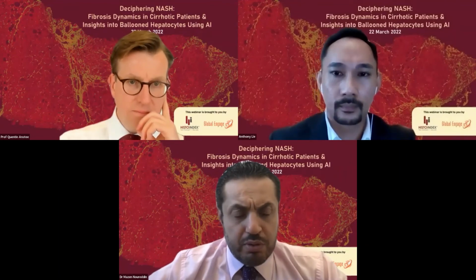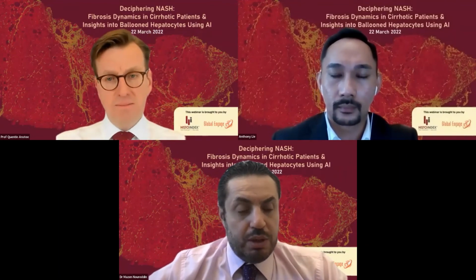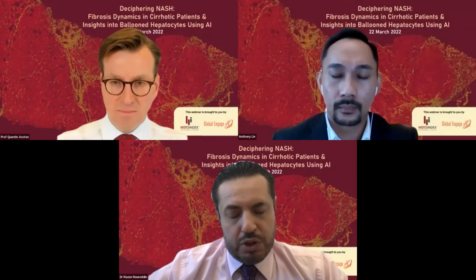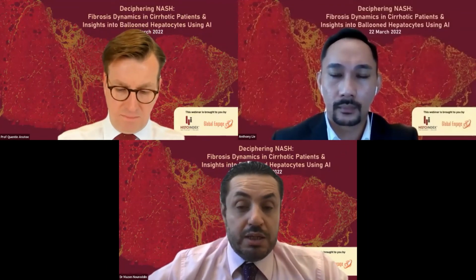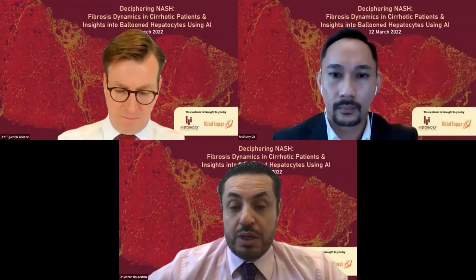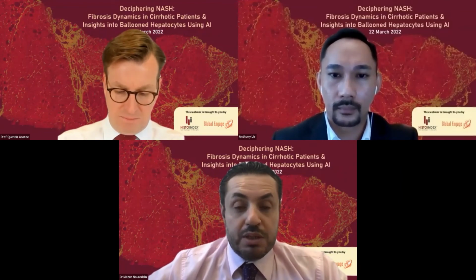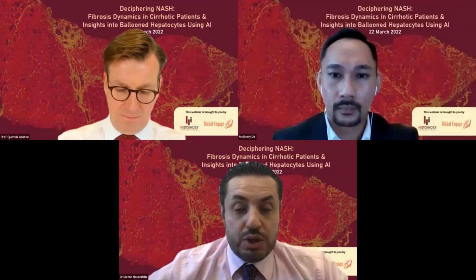I'll give you an example from the NASH literature. There was a paper in JHEP. The first author was Zobair Younossi, which is the Gilead data that showed that cryptogenic cirrhotics had more severe outcomes and they had more collagen area in general.